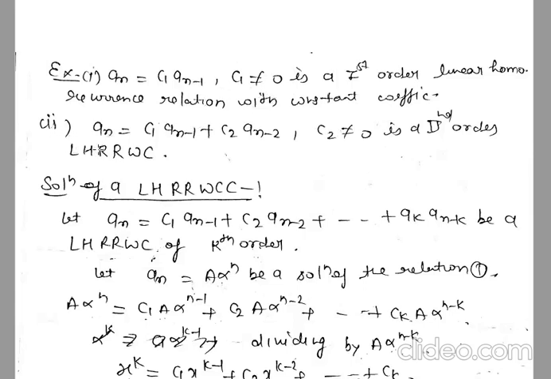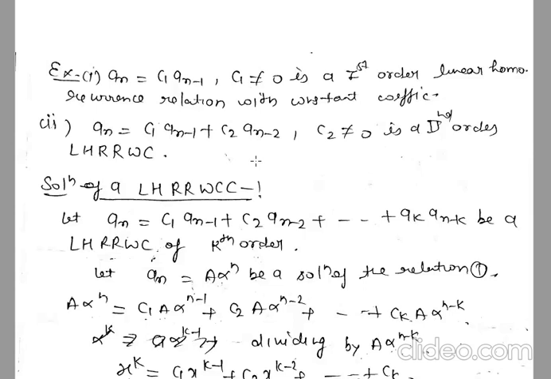Now the second one, An is equal to C1 An minus 1 plus C2 An minus 2. So the last term is your C2, and C2 does not equal 0. Then we can say that this linear homogeneous recurrence relation is of second order. So we need to check our last constant coefficient. Our last constant coefficient is C2 here, so the order will be 2. If it is C1, then the order will be 1; for C3, C4, up to Ck, the order will be k.